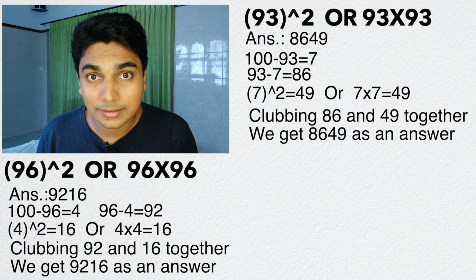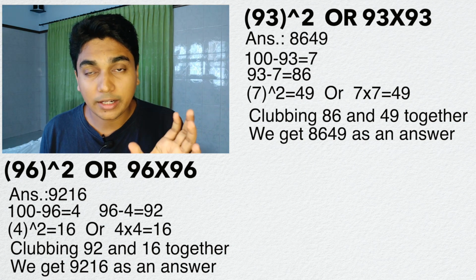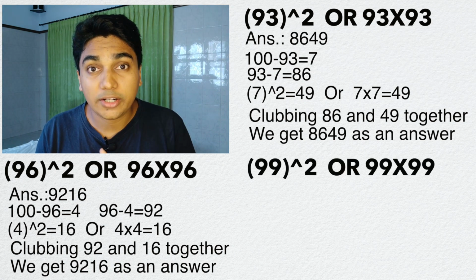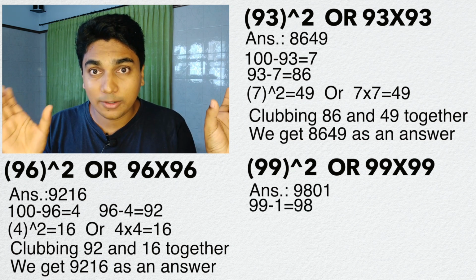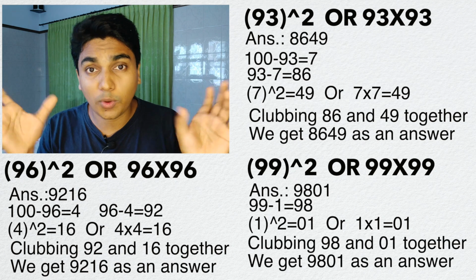One more example. Yeah, 99 square. 99 square is 9801. Subtract 1 from 99, you get 98. And 1 square is 1. So 9801. You get 9801. I think you understood this concept. Now let's move on to the last and final trick.